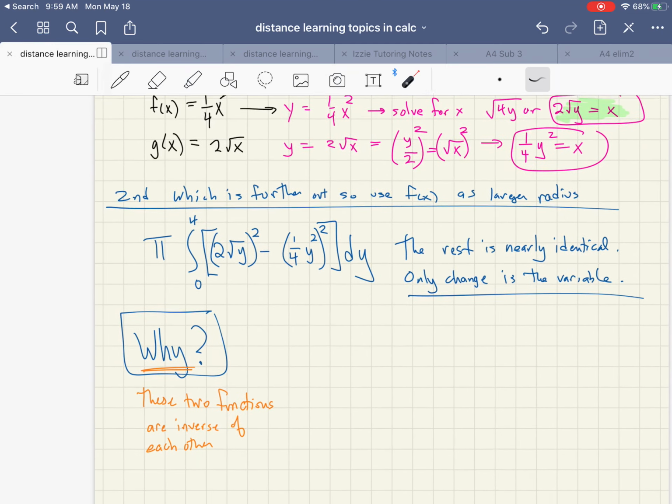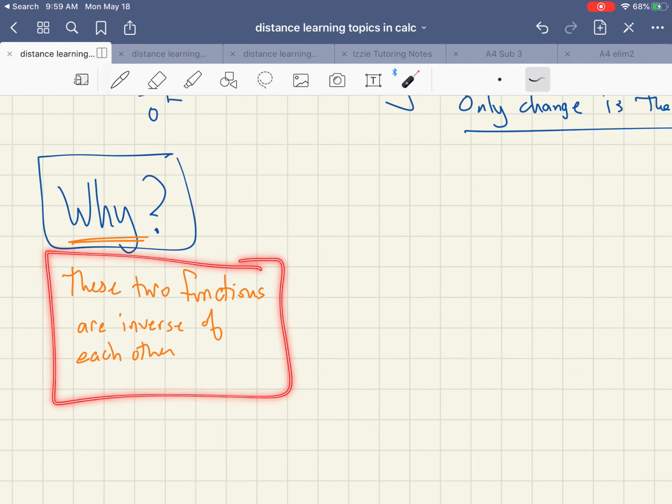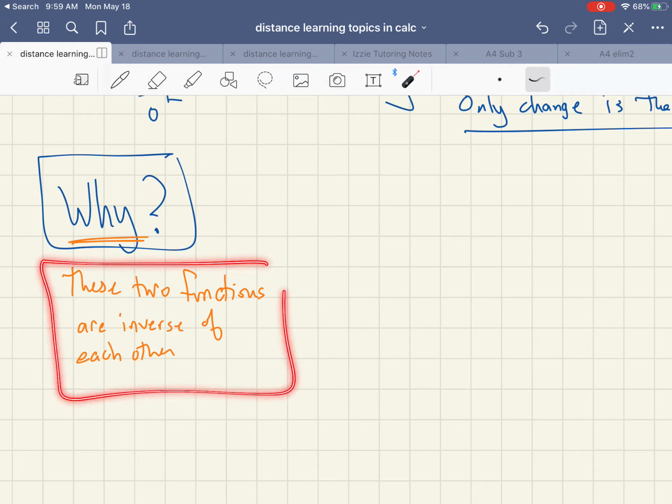So here's the reason. Okay, when I found each function in terms of y, I got the other function, which means they are inverse functions of each other. And that's why when you do the y-axis versus the x-axis, you end up with exactly the same shape, just in a rotated fashion. It's not always going to work out that way. So I just wanted to point that out.